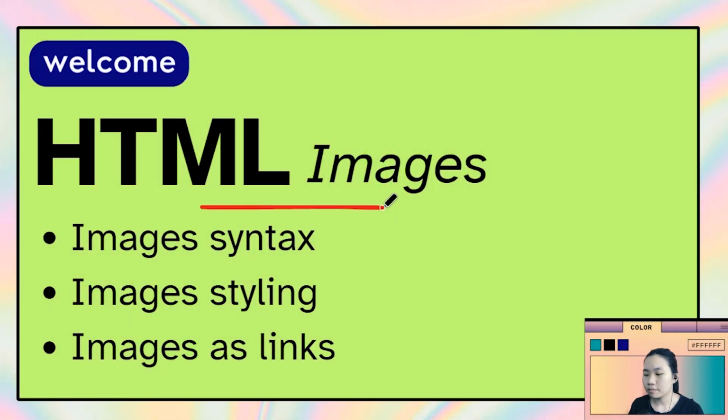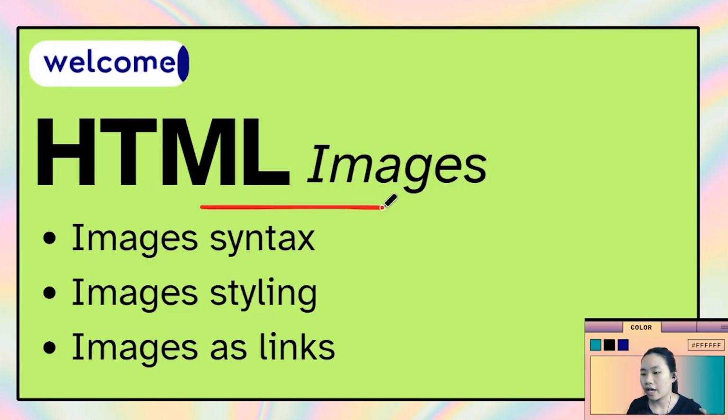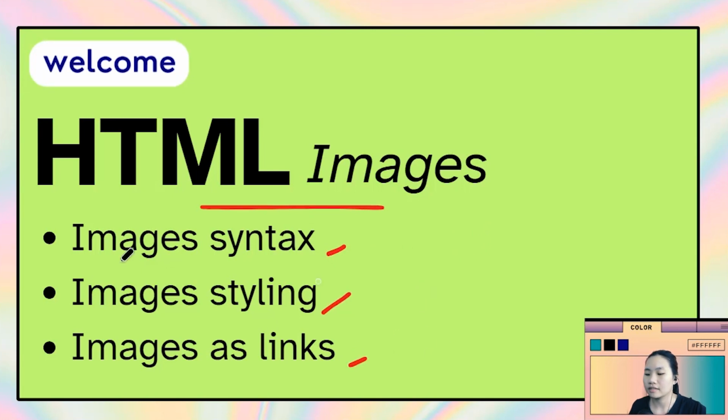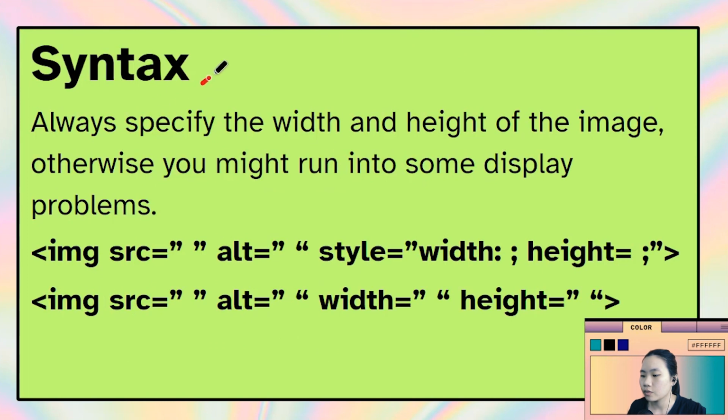I have a simpler aesthetic for you today so we can focus on the material instead of whatever is going on in the background. Today's goal is about learning image syntax, styling, as well as using them as links, okay? Now, first with the syntax. I want to give you a tip on the syntax. You have to specify the width and the height of the image. This is not strict, however, but it is simply a tip to make your code more stable because you might run into some display problems otherwise, okay?